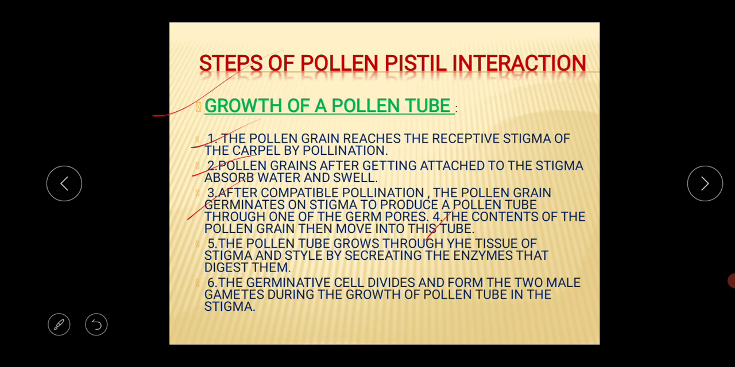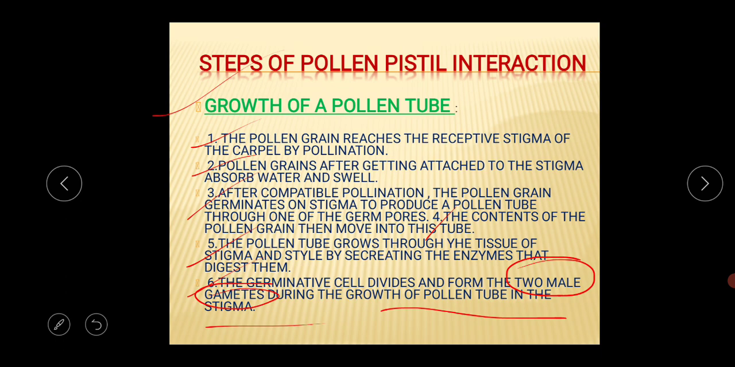And the next step is the contents of the pollen grain then move into this tube. Fifth, the pollen tube grows through the tissue of the stigma and the style by secreting the enzymes that digest them. And the last step is the germinative cell divides and forms the two male gametes during the growth of the pollen tube in the stigma. Please remember this thing, two male gametes are there. So there are lots of stages actually included in this, the growth of a pollen tube.